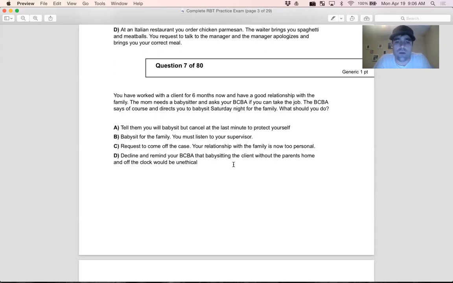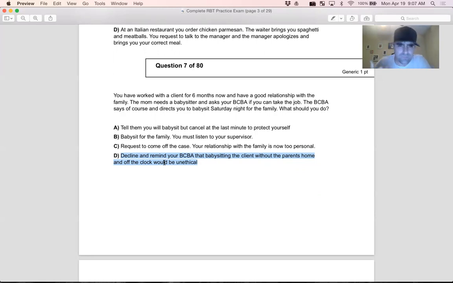D, decline and remind your BCBA that babysitting the client without parents home would be unethical. Yes. So you don't have to go dramatic and come off the case and quit and all this. There's a lot of things that could happen. The parent didn't know, right? The BCBA just made a mistake and just nonchalantly agreed to it. Who knows? There's a lot of benefit of the doubt here.